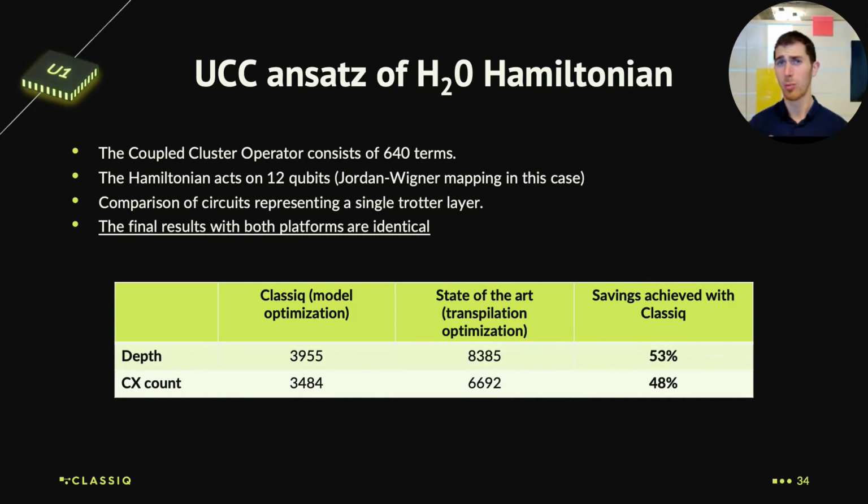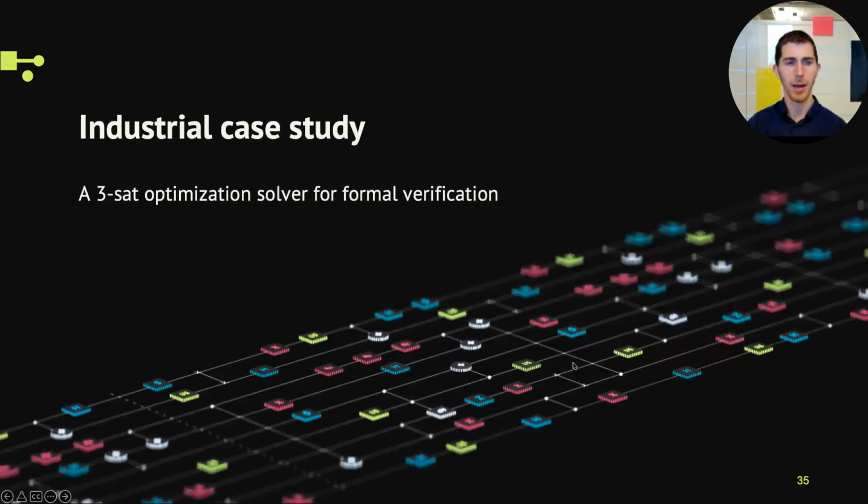And this is for a small molecule. When you get to larger molecules, the savings achieved with Classiq are even more dramatic. So this is one example. Another example is an optimization solver. In this case, the 3-SAT optimization solver is good for several use cases. One of them is formal verification.